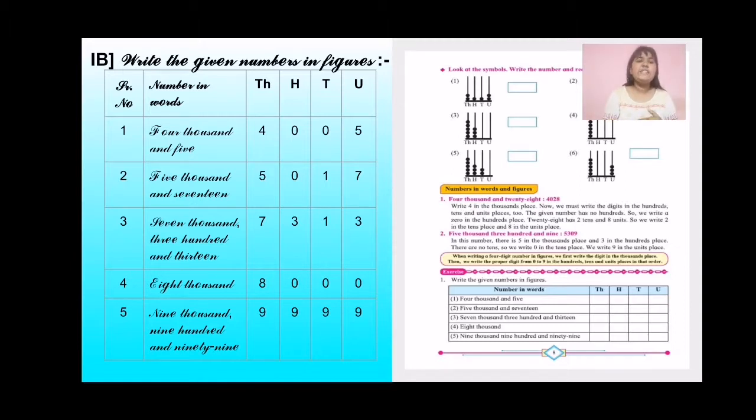So, first one is 4005. You will write 4005. Then 5017. Then 8,000. 7,003. 7313. Fourth one, 8000. Then 9999. So you'll write this in your books also.